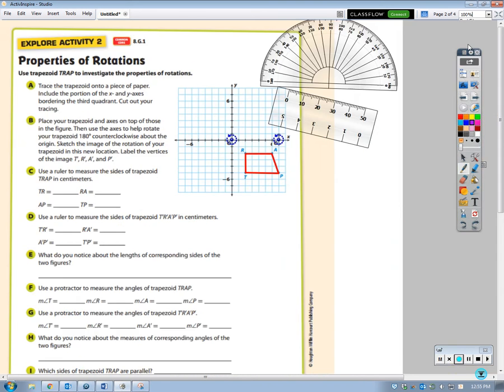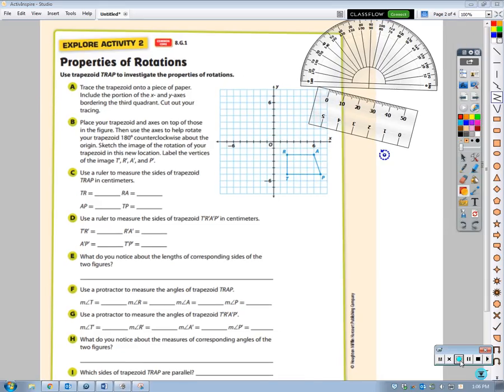So in Explore Activity 2, we're looking at the specific properties of rotation. Here we are in Properties of Rotations, our Explore Activity 2, and we are going to use trapezoid TRAP right here to investigate the properties of rotations. Trace the trapezoid onto a piece of paper. Include portions of the x and y axis bordering the third quadrant. Then cut out your tracing.